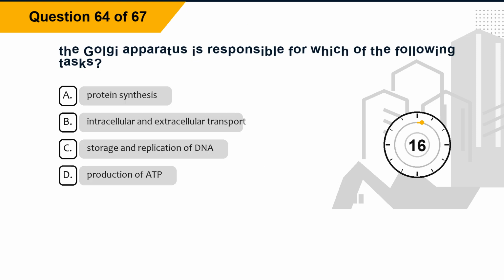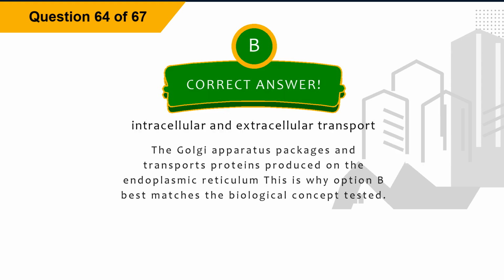Question 64. The Golgi apparatus is responsible for which of the following tasks? Option A, protein synthesis. Option B, intracellular and extracellular transport. Option C, storage and replication of DNA. Option D, production of ADP. The correct answer is option B, intracellular and extracellular transport.